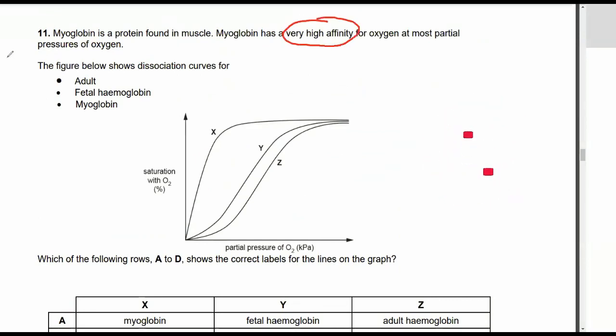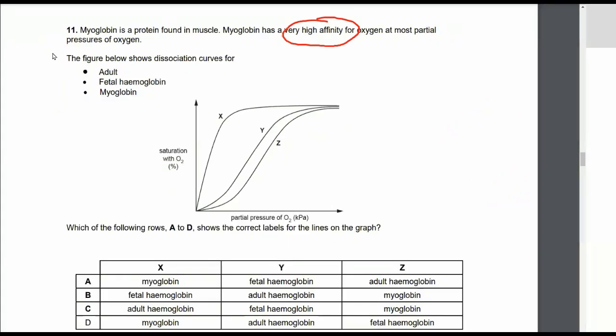So, 11. Myoglobin is a protein found in muscle. It has a very high affinity for oxygen at most partial pressures of oxygen. The figure below shows the dissociation curves for an adult hemoglobin, fetal hemoglobin, and myoglobin. Which of the rows A to D shows the correct labels for the lines? Well, if we look at X, you can see it has the highest saturation of oxygen, even down to low partial pressures. So that must be myoglobin. That has very high affinity for oxygen. Now, fetal hemoglobin must be Y.